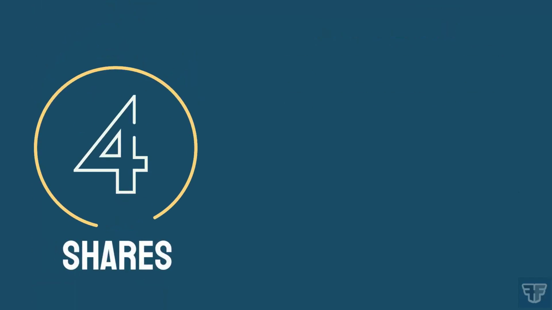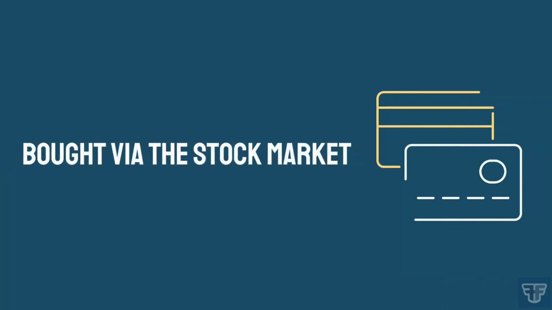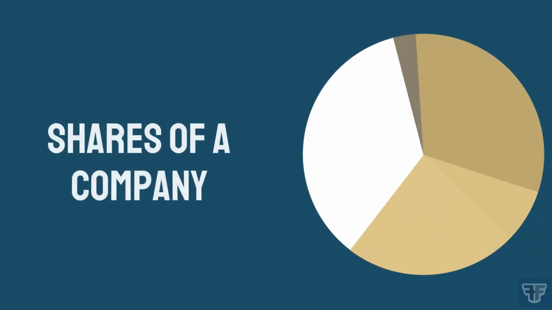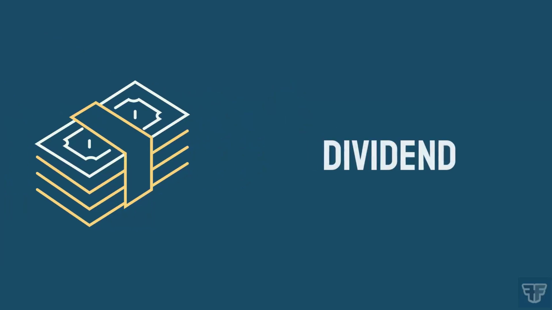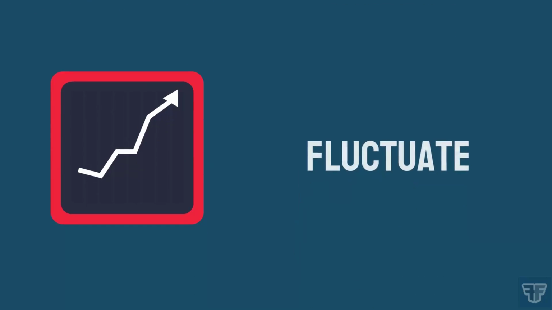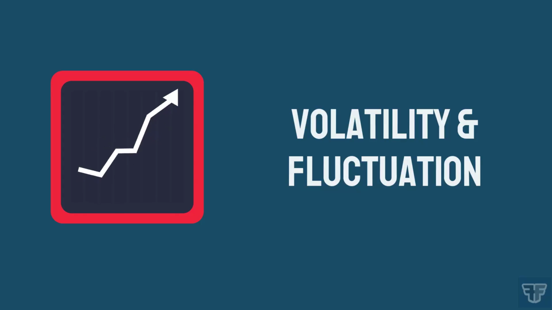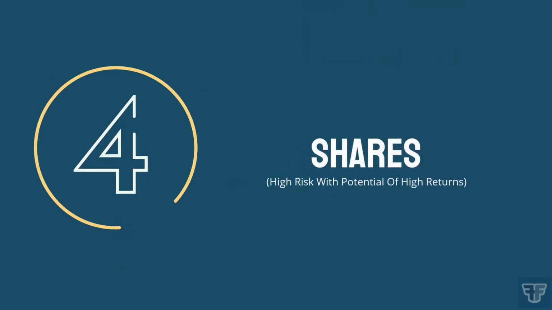The fourth asset class is shares, also known as equities. Shares are bought via the stock market, and essentially you are buying a share of a company. You become the part owner of that company and are therefore entitled to any profits via a dividend. In addition, the share price will fluctuate depending on a number of factors. Shares are associated with the greatest level of volatility and fluctuations, and you would expect the value to go up and down every day. In summary, shares are high risk with the potential for higher returns.